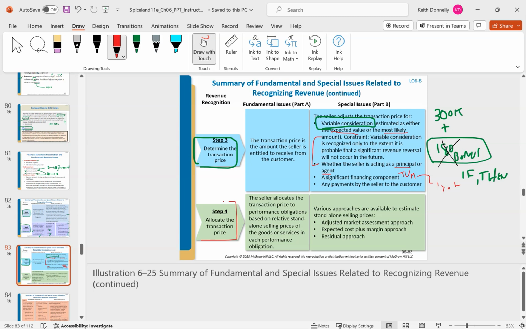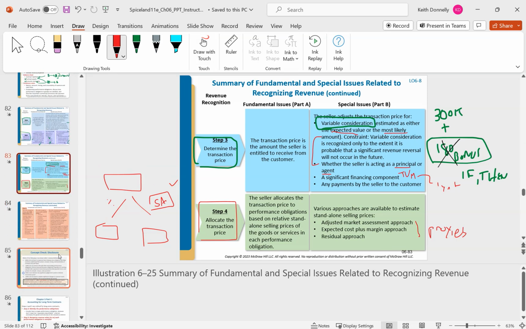Step 4, we talked about allocating the transaction price. You look at those standalone prices to give you the percentage that you allocate from the package deal. If you don't have a standalone price, we have these proxies that can help you. You can look at what it would go for on the market, you could use cost plus a profit margin, or you could back into it if you know 2 of the 3 variables.